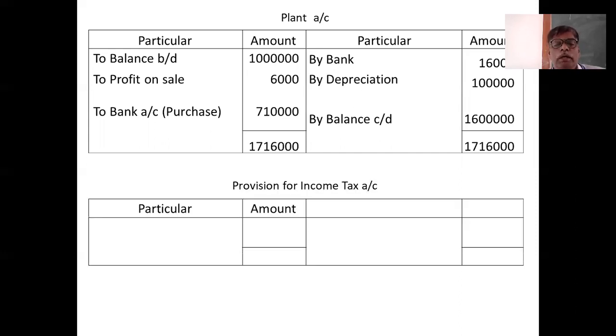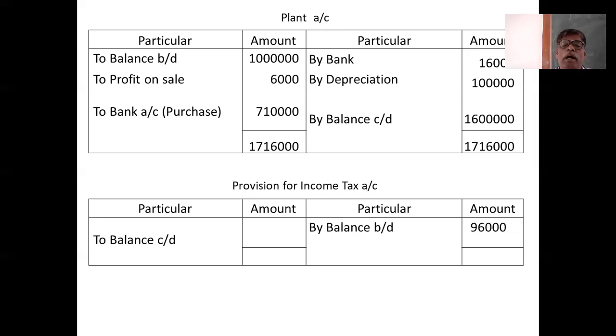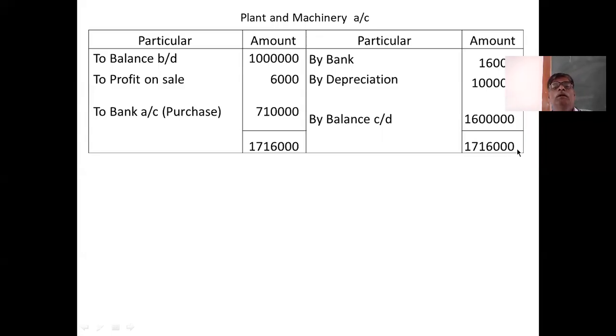Then provision for income tax account. 96,000 is the provision for income tax. Then by balance carried down 1,08,000. 1,08,000 is the by balance carried down. Opening balance 96, closing balance... just a minute, I'll check. So this is the only account. Provision for tax is not there, so you don't open that provision for tax account.